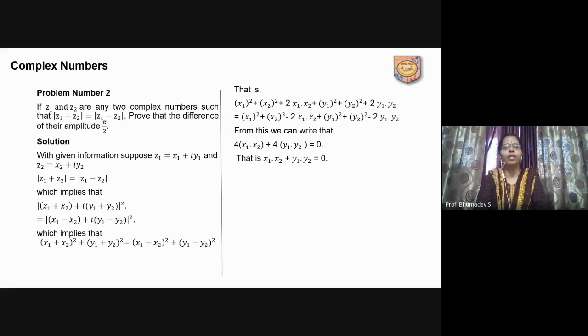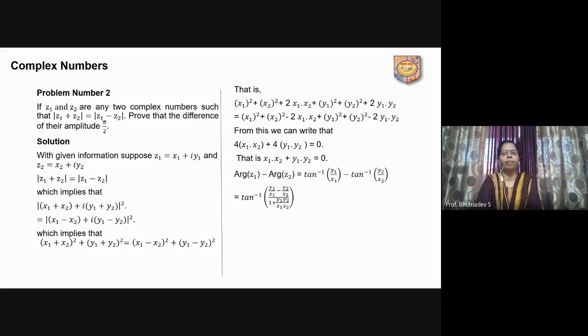So that's the expression we got from the given information, which is modulus of z1 plus z2 equal to modulus of z1 minus z2. This we have to keep in our mind to get the final result, which is that the difference of the amplitudes of the given complex numbers should be pi by 2. Keep in mind this particular step, which is x1 into x2 plus y1 into y2 is equal to 0.